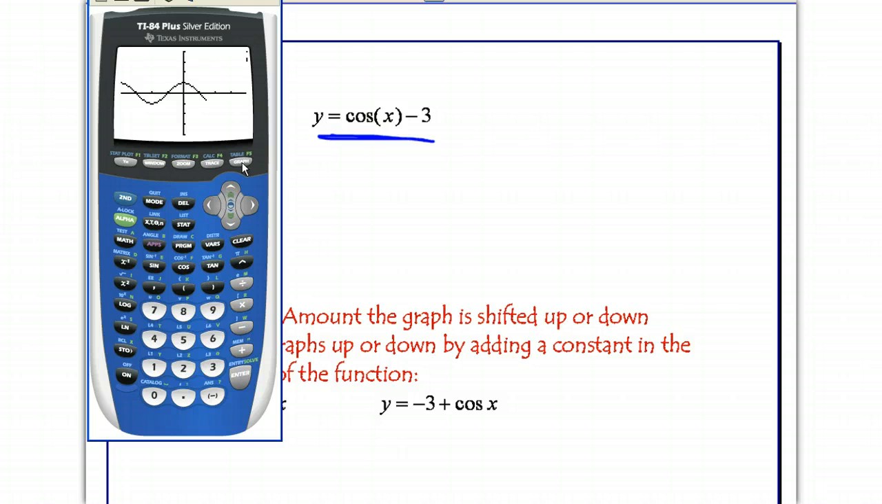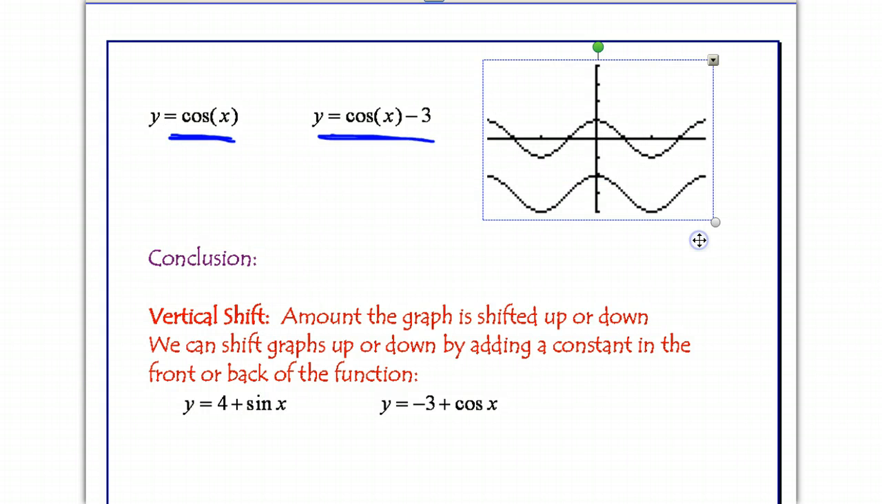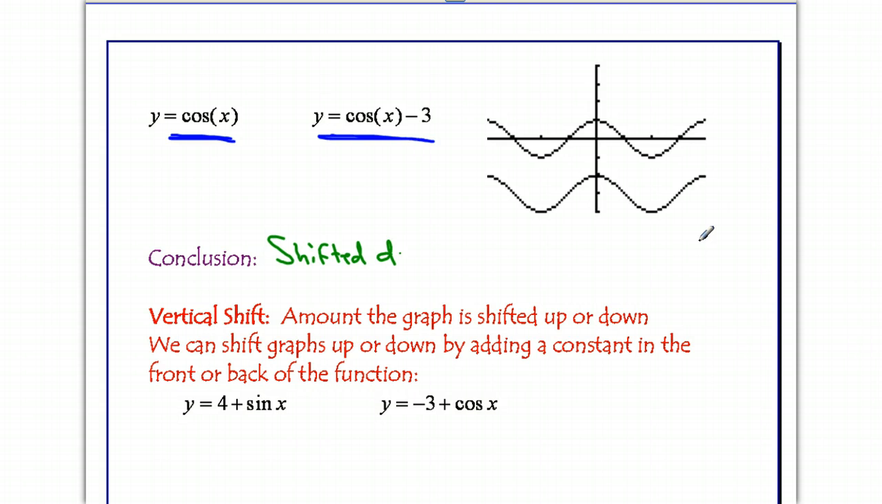And that looks like a cosine graph. And the whole thing shifted down 3. Okay, so conclusion on that. The graph was shifted 3 units down. So everything in that graph went down 3. So this looks nice and straightforward.